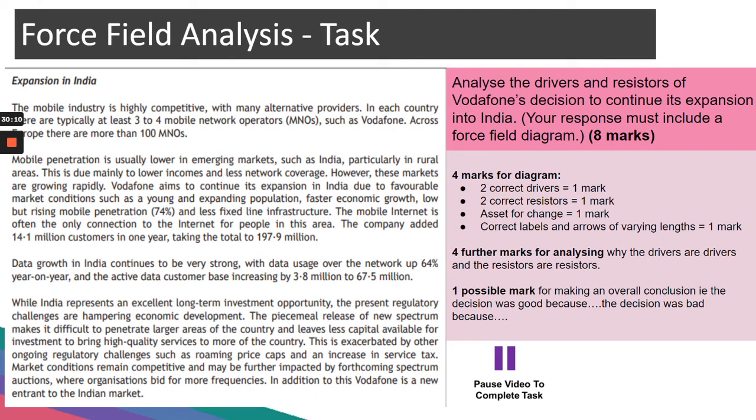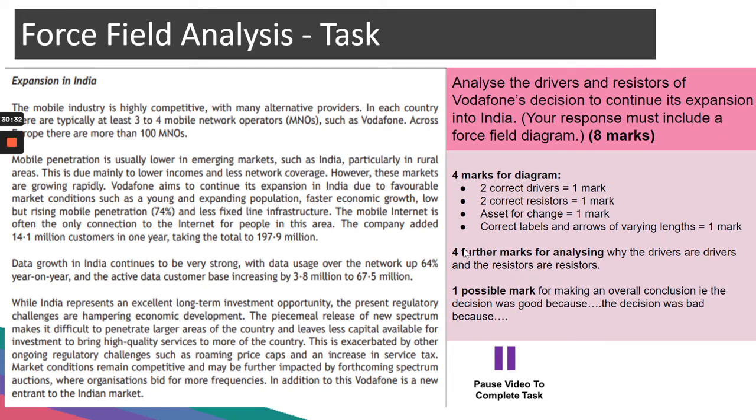Okay, let's discuss how we would begin to answer this question and what's expected. So, as you can see here, there are 4 marks awarded for your diagram. Your diagram must contain 2 correct drivers, 2 correct resistors, an asset for change, correct labels and arrows of varying lengths that touch the equilibrium line.